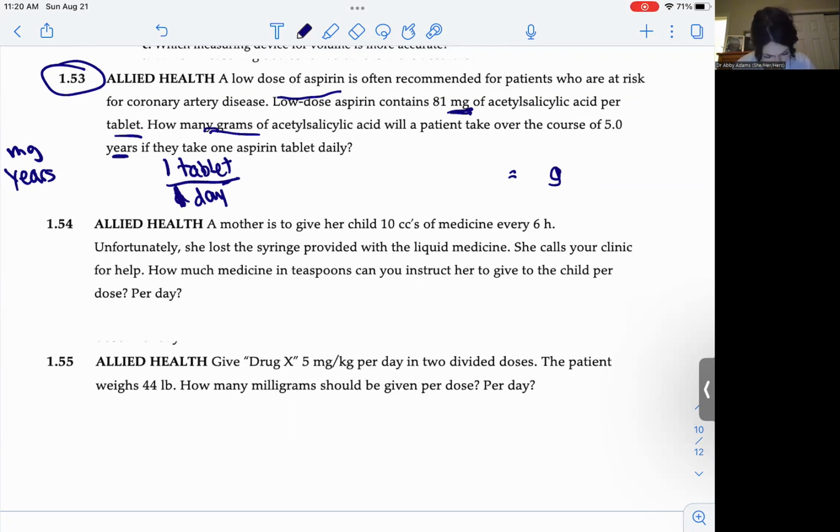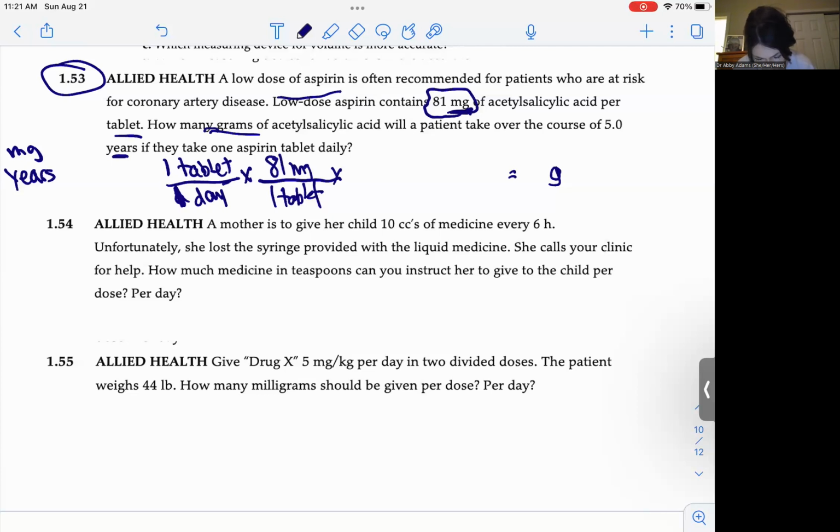Let's go ahead and get started. So we have 1 tablet a day and we need to get to grams. Eventually we're going to need to cancel out days, or figure out for how many years. So we're going to need to work out the time, but let's go ahead with the tablet first. So how much is in 1 tablet? Do we have that information? We do. We have 81, because if we're going to figure out how many grams per day, we need to start with the milligrams that the low dose aspirin contains. So can we write that in a way that cancels out tablets? Yes. We can write 1 tablet on the denominator, and the numerator 81 milligrams.